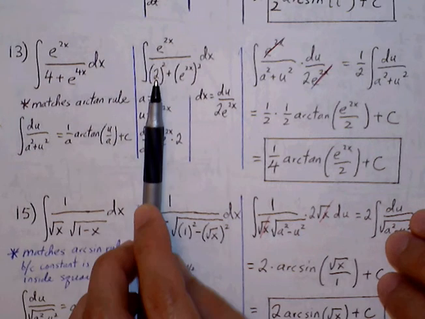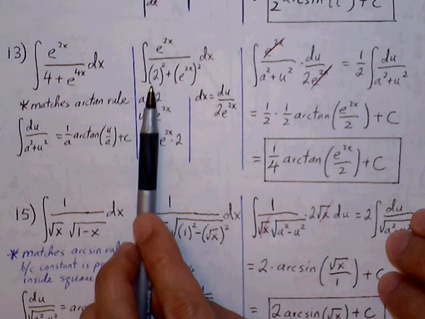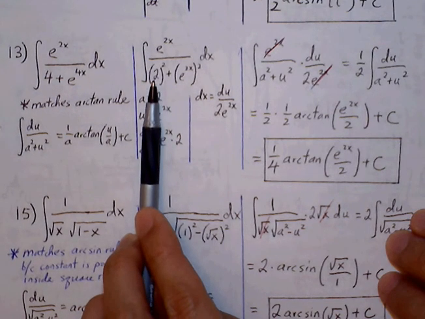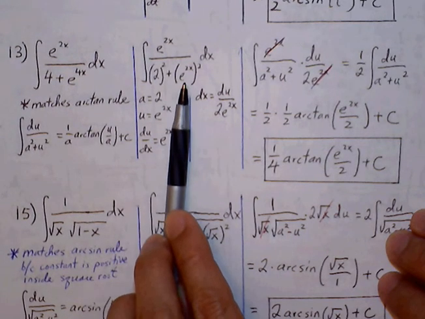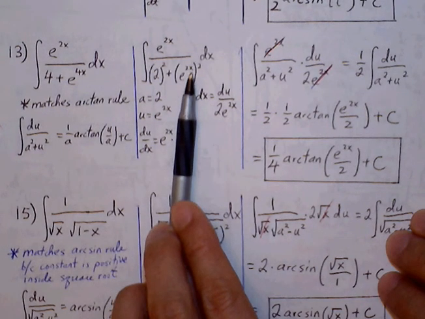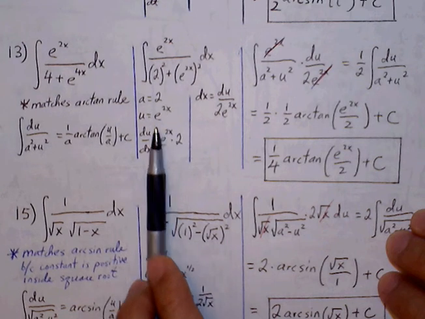Okay. A nice thing about having the parentheses show up is that now we can simply look inside the parentheses, and that will identify our a value and u value. A value is the constant, so a is 2. Our u value has a variable inside, so e to the 2x would be our u value. So we need to find the derivative, du over dx.